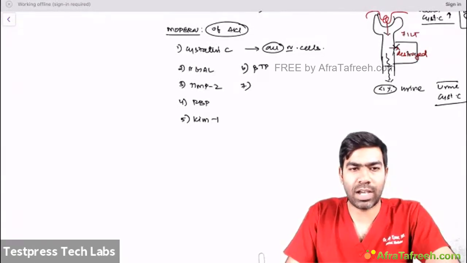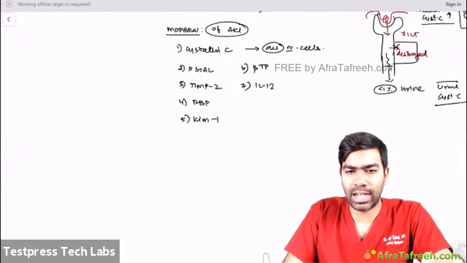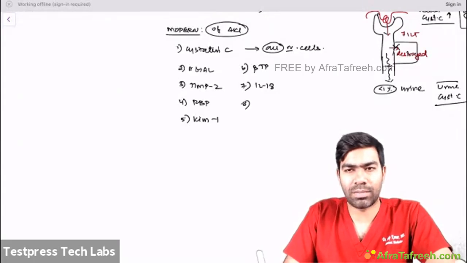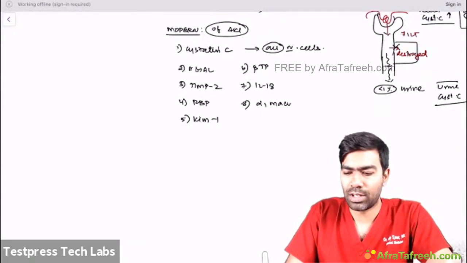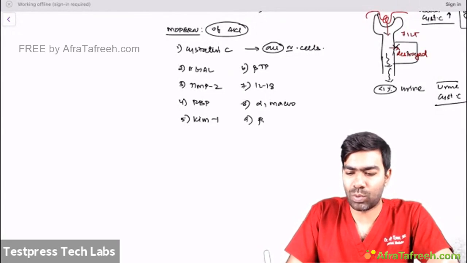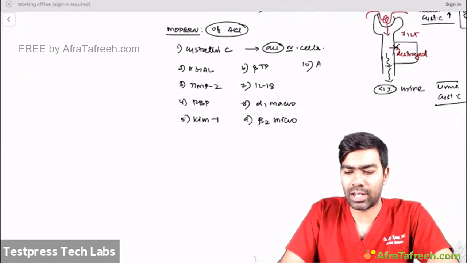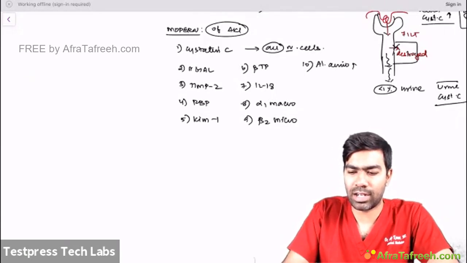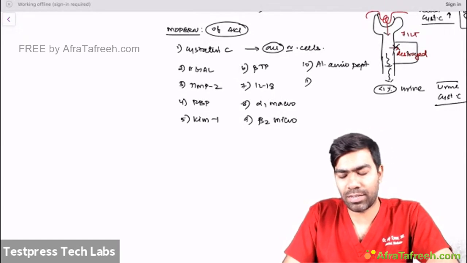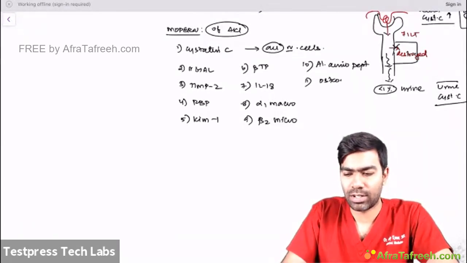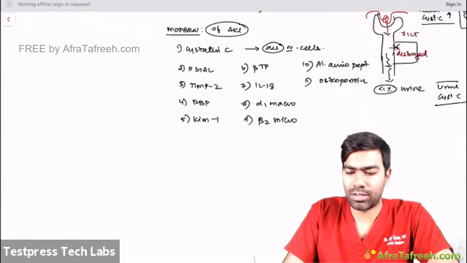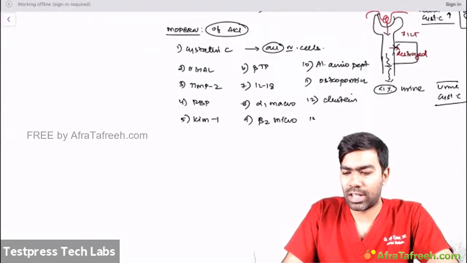The seventh marker we have is interleukin 18. The eighth marker is alpha-1 microglobulin. The ninth marker is beta-2 microglobulin. The 10th marker is alanine aminopeptidase. The 11th marker is osteopontin. The 12th marker is clusterin. And the 13th marker is kidney specific alkaline phosphatase.